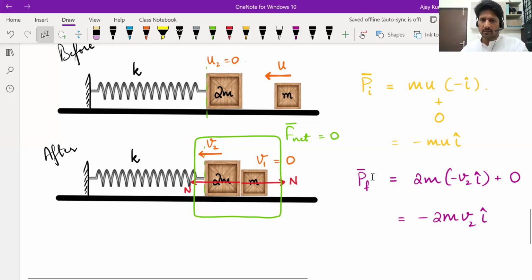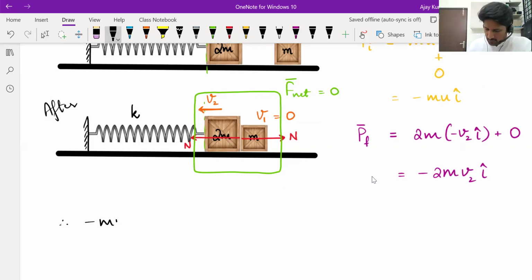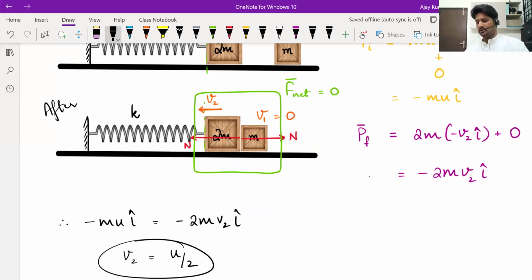And we know in this process, linear momentum is conserved. Therefore, equating them, minus mu i cap is equal to minus 2m v2 i cap. The i cap and m can be cancelled. You get v2 is equal to u by 2. So we got the speed with which 2m starts to move. Because net force is 0, we know linear momentum conservation is applicable in this situation. We did that.